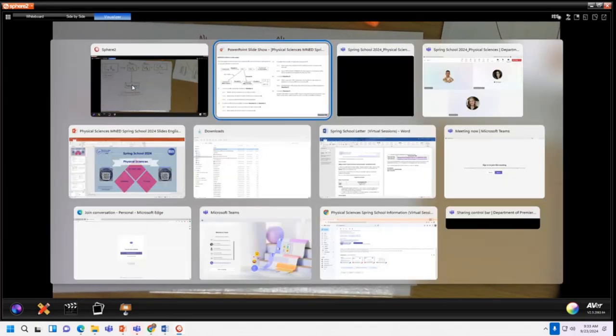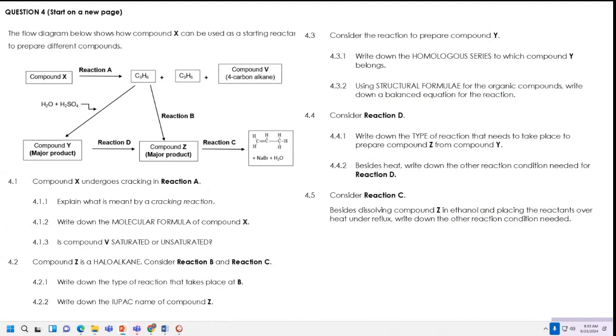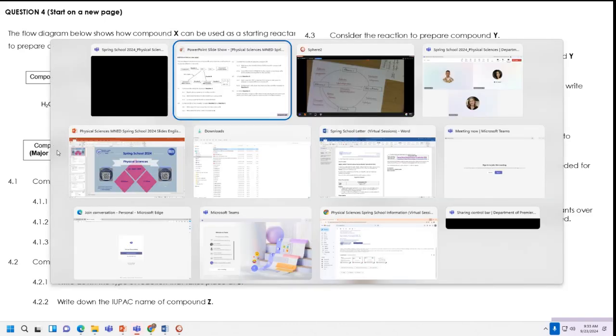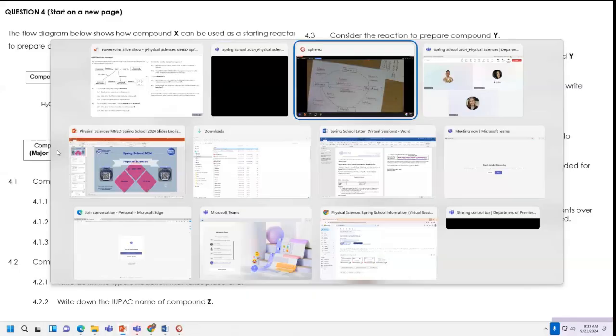Okay, now let's move on. We are now at question 4.3. Let me just move this out of the way for a second here. There we go. Now they say, consider the reaction to prepare compound Y. Compound Y is this one here. Write down the homologous series to which compound Y belongs. I now need my sketch. I personally find it very, very difficult to negotiate this without the sketch. Oops, sorry. Next one. Yeah, there we go.